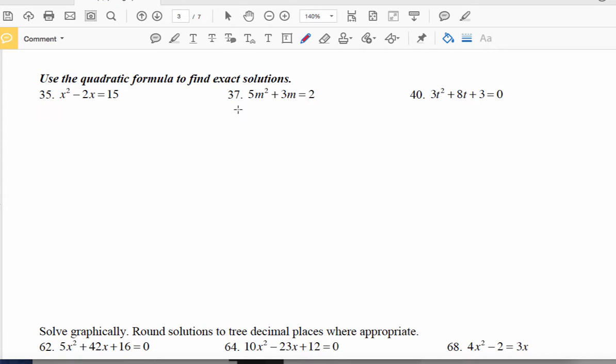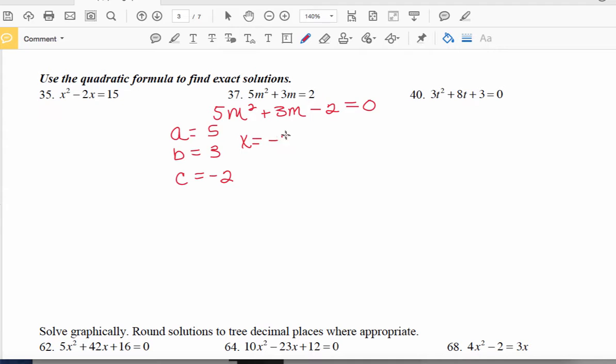So before you go ahead and start the quadratic formula, you are going to have to move everything to one side. So we have 5m squared plus 3m minus 2. If you don't do that, you're going to have one of your signs wrong when you're trying to plug in. Okay, so my a is equal to 5, and my b is equal to 3, and my c is equal to negative 2. And then we're going to go ahead and substitute into the quadratic formula.